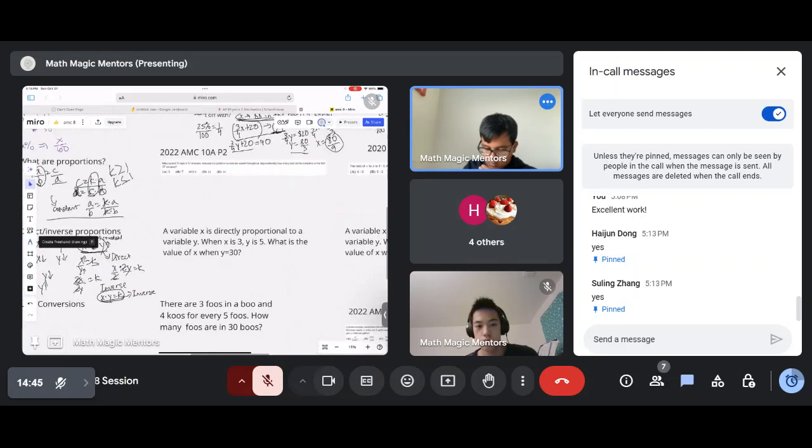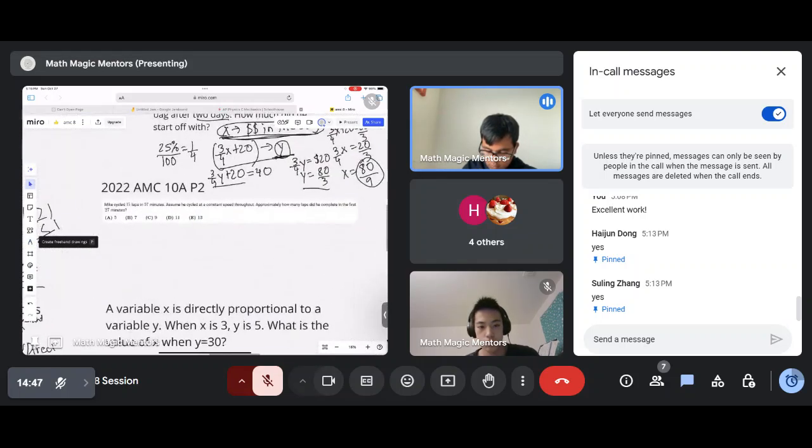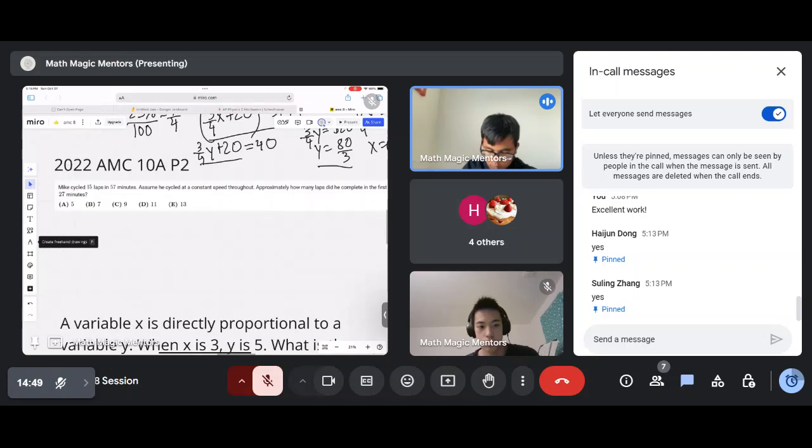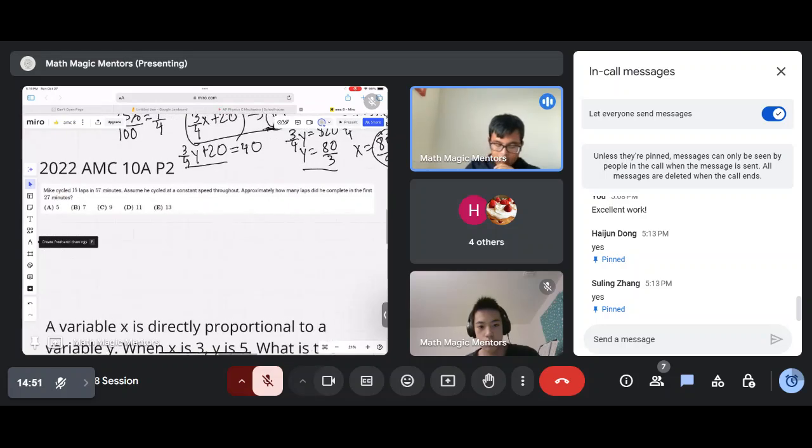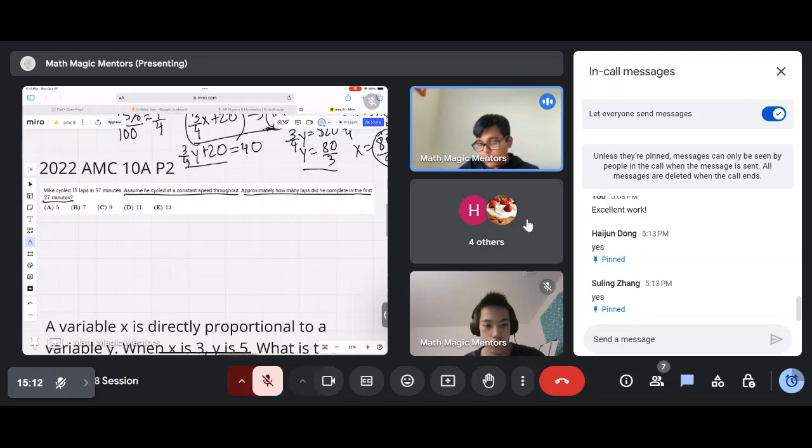All right, so with that knowledge, we can work through this first problem here. It says Mike cycled 15 laps in 57 minutes. Assume he cycled at a constant speed throughout. Approximately how many laps did he complete in the first 27 minutes? So does anyone have any ideas on how we could start this? Just remember proportions and direct and inverse proportions.